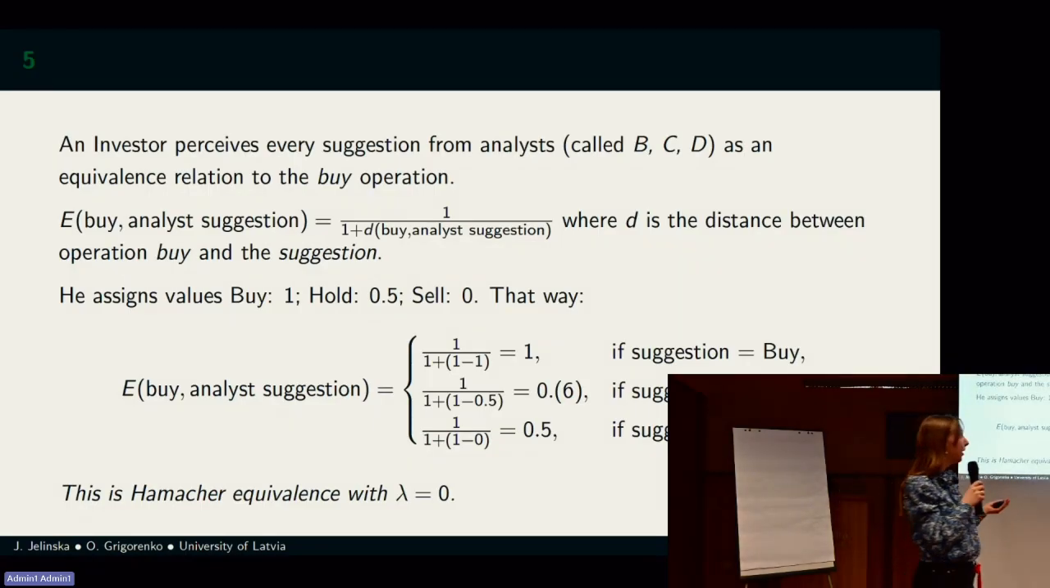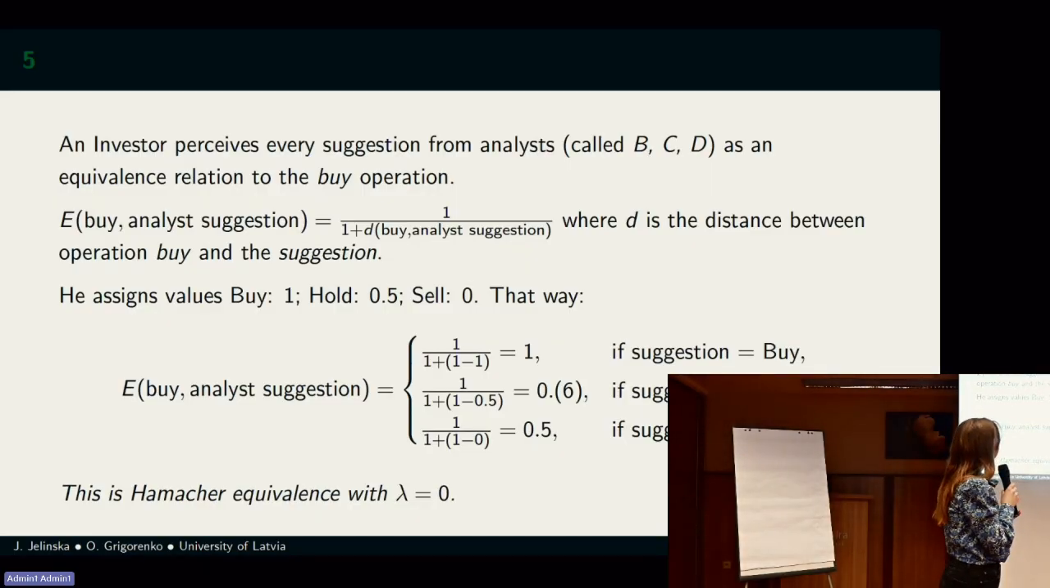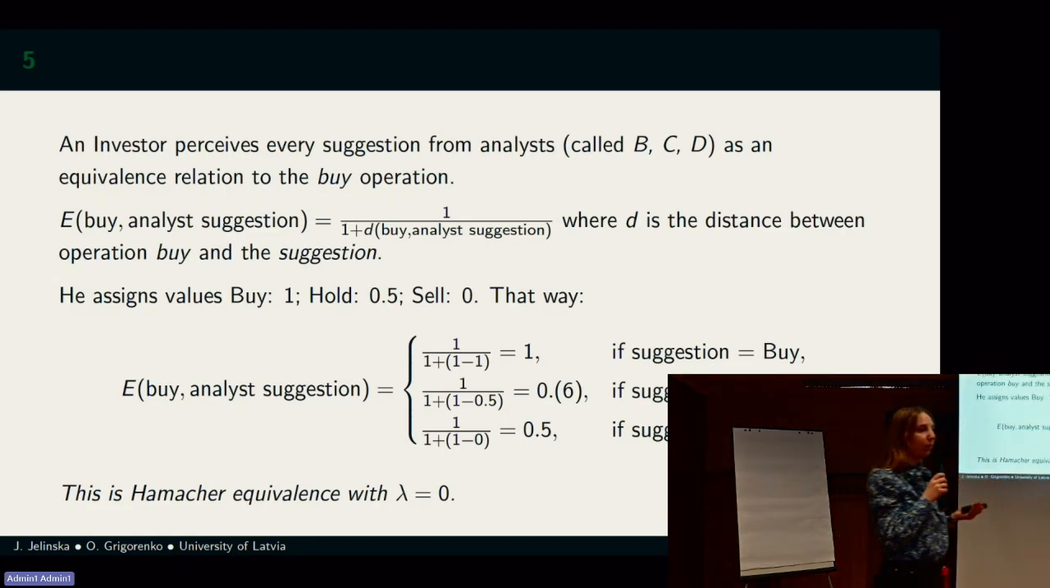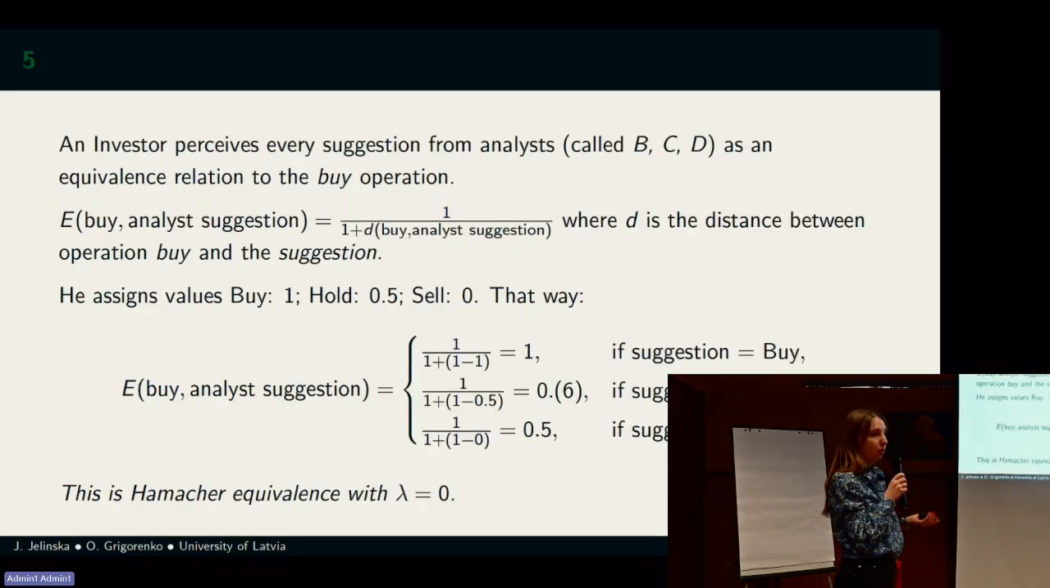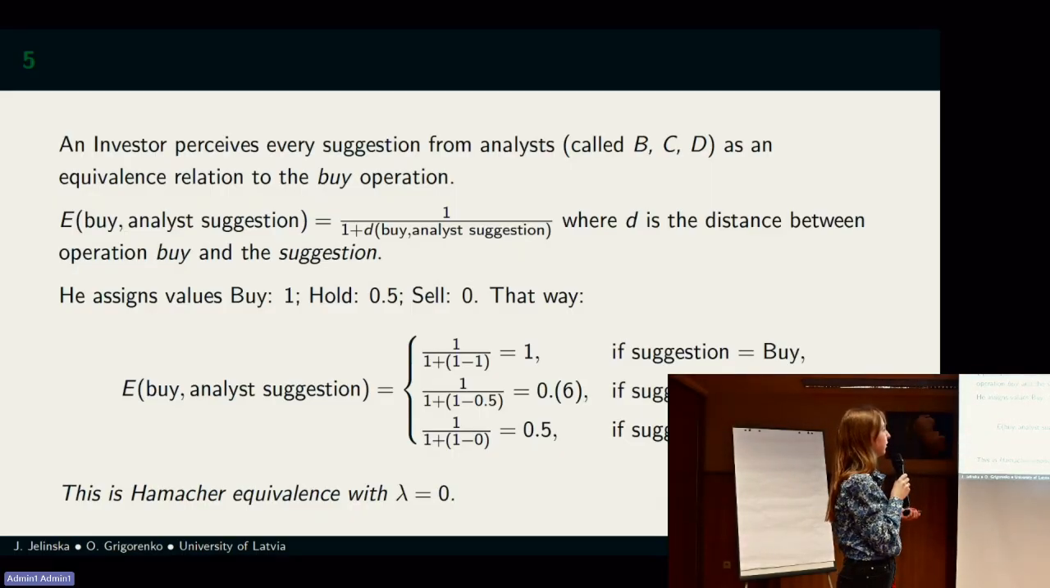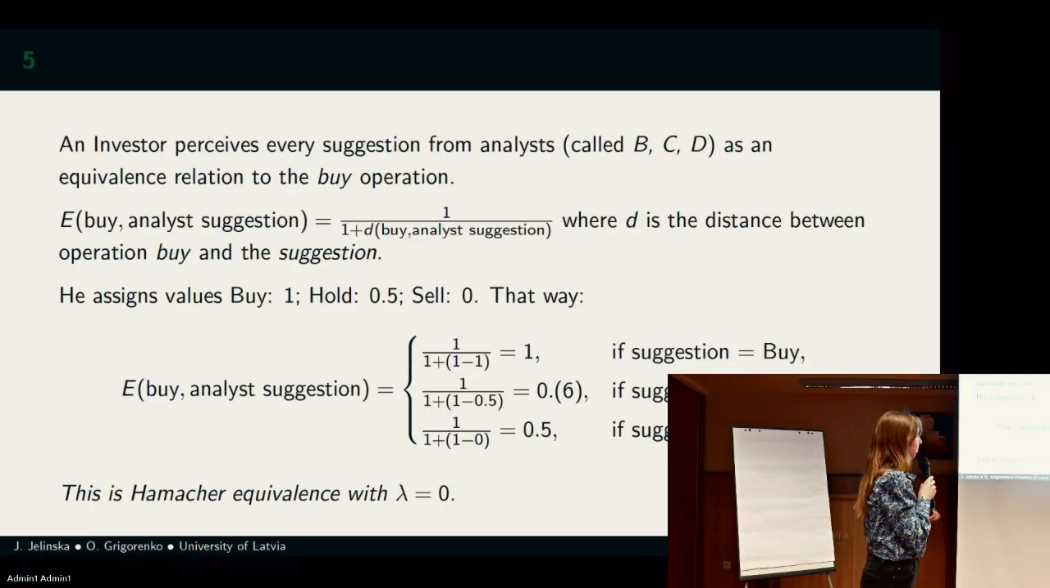So what he does, for every suggestion, he calculates the equivalence relation with the operation buy. So if the suggestion is to buy, then equivalence relation is equal to 1. If the suggestion is hold, then it's 2/3. And if suggestion is to sell, then the equivalence is 0.5. This is Hamacher equivalence with lambda parameter equals 0. I think we can take another, but it is easier to take lambda 0.